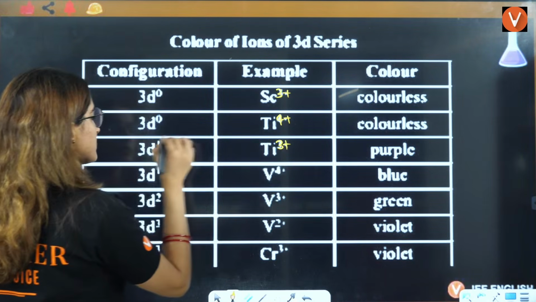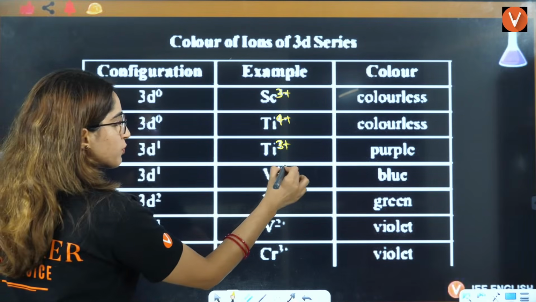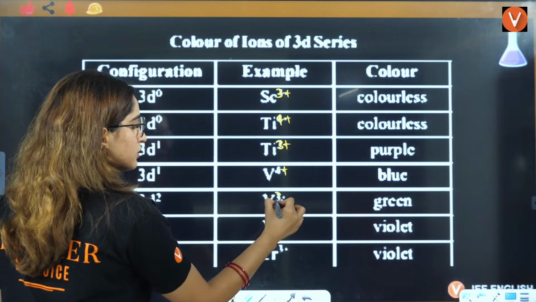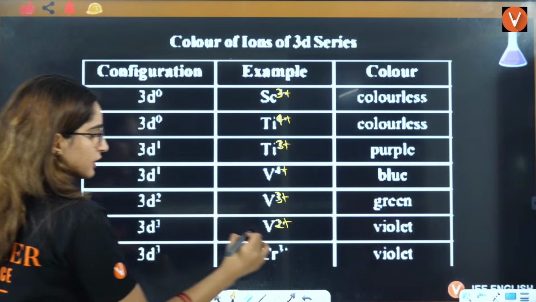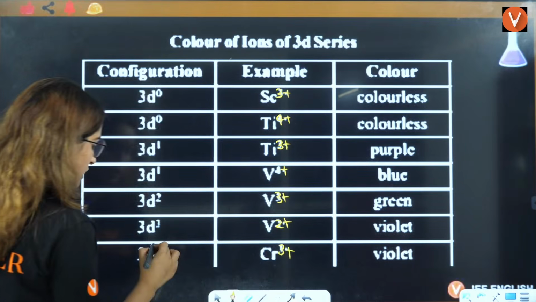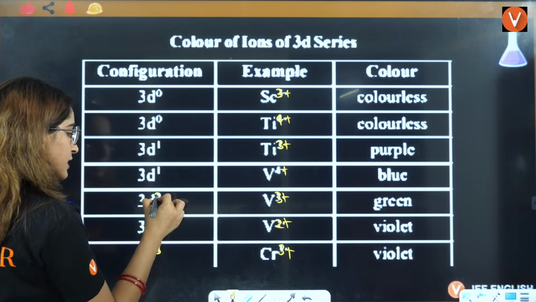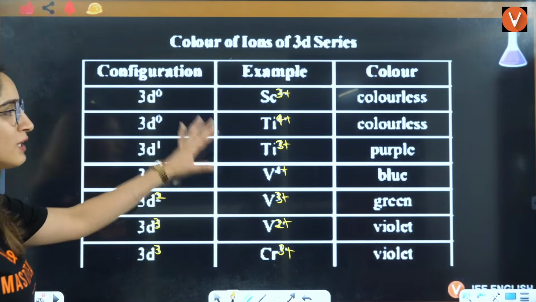Titanium 3 positive is colored because of d1. Vanadium 4 positive is colored because of d1. Vanadium 3 positive is colored because of d2. Chromium 3 positive is colored because of d3. And this is also colored because of d3. Right? Okay. Now all these are colored.